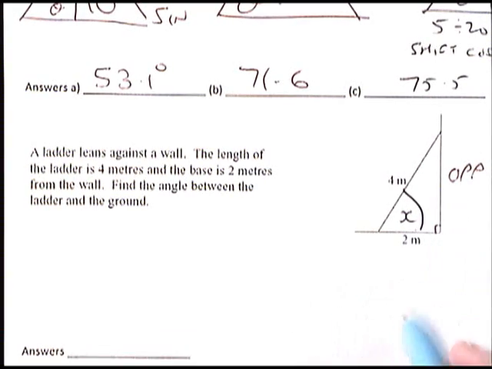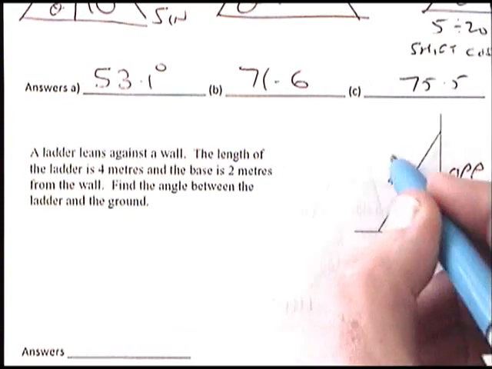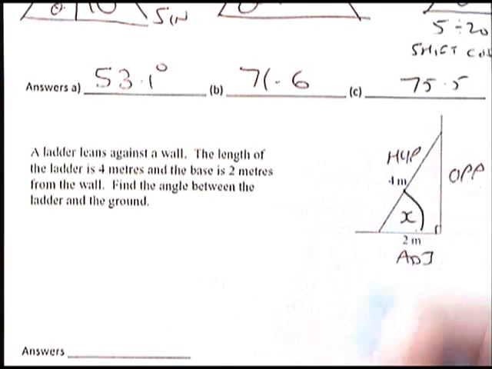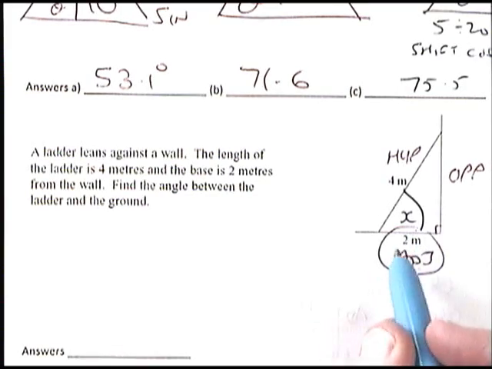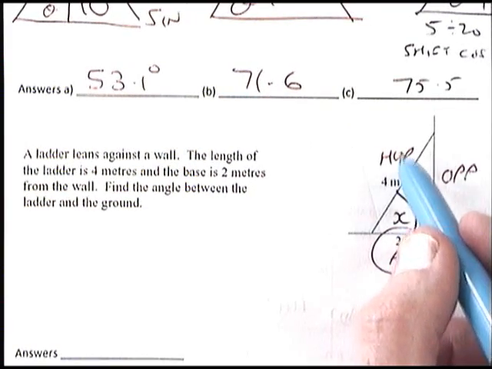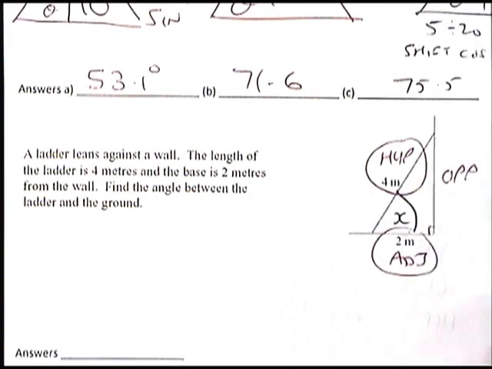There's my right angle. This will be the adjacent. This will be the hypotenuse. I need to circle the adjacent because it's got something written on the side. It's got a 2. I need to circle the hypotenuse. That had something written on it. I'm leaving the opposite blank. Nothing else was written on it.